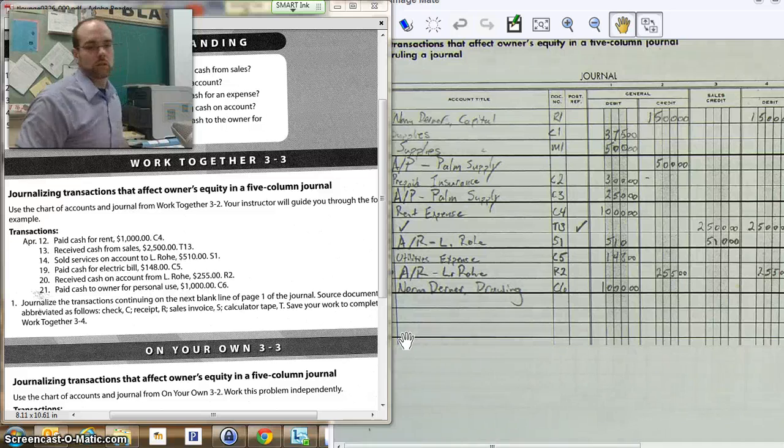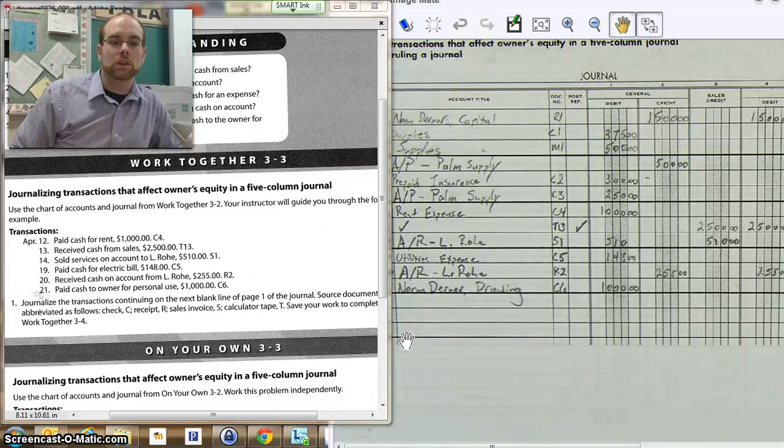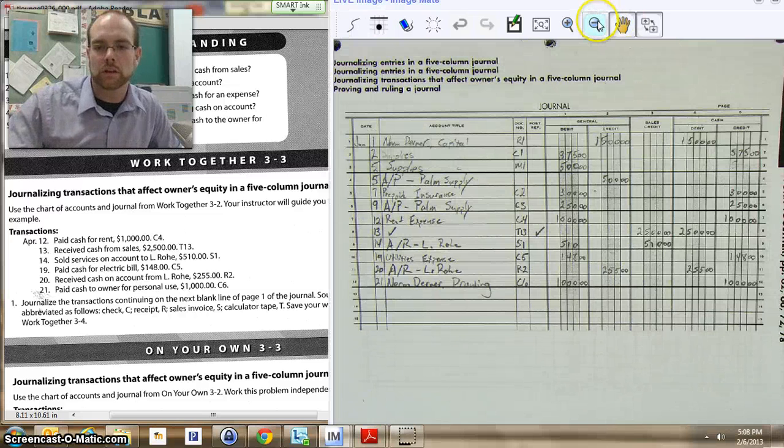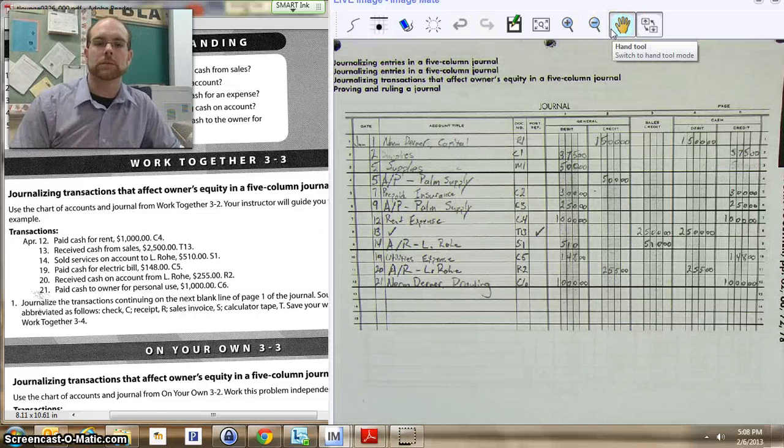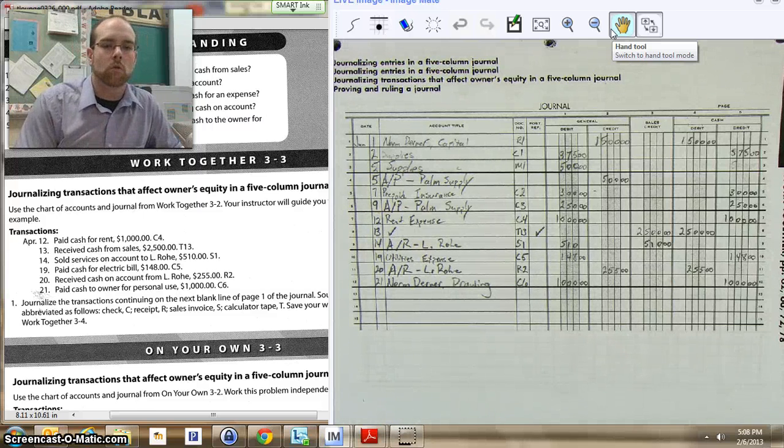So now as you take a look there, that's it for the work together 3-3. Hopefully this is starting to be a little clearer to you. I'll zoom out here so you can see the full page and what it should look like up to this point. As we make our way through the month of June, we have one more section on this work together for the month of June in work together 3-4. We'll see you for that one.